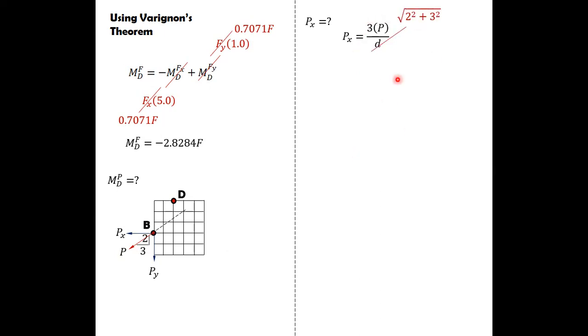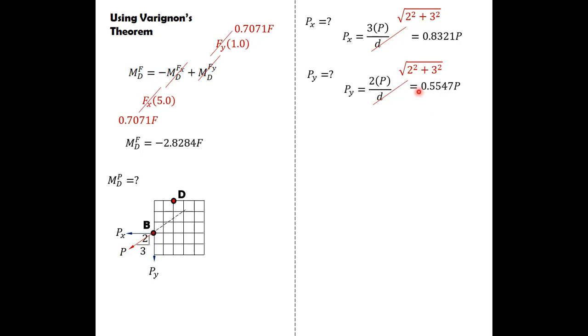So since P is unknown, let's simplify. That is also equivalent to 0.8321 P. And then for us to have the value of Y, that is the vertical side of the slope, which is 2 multiplied by P and then over D, which is again the hypotenuse side of the slope, which is computed using this. Okay, so therefore, using our calculator, that is simply equivalent to 0.5547 P.